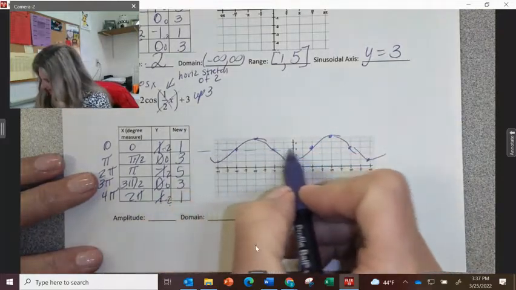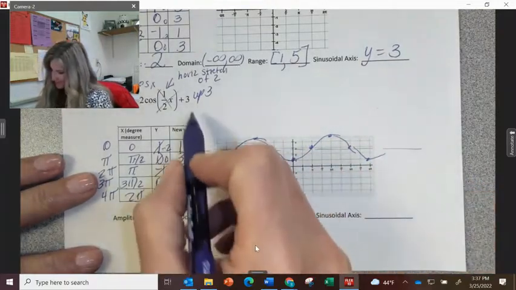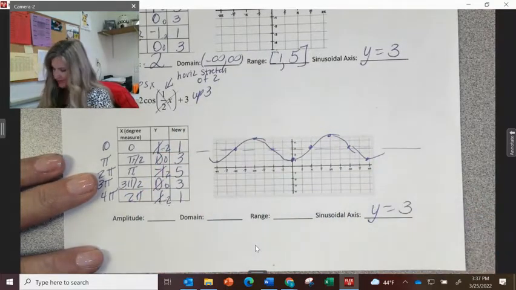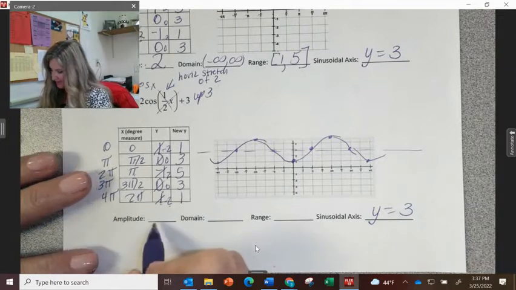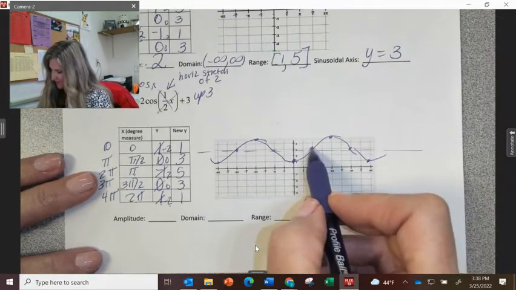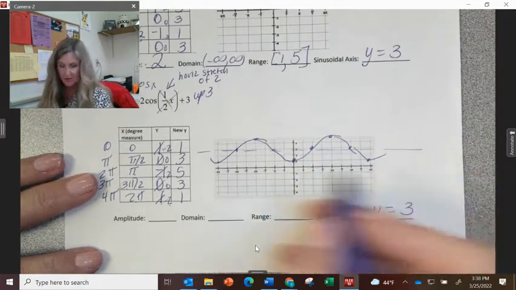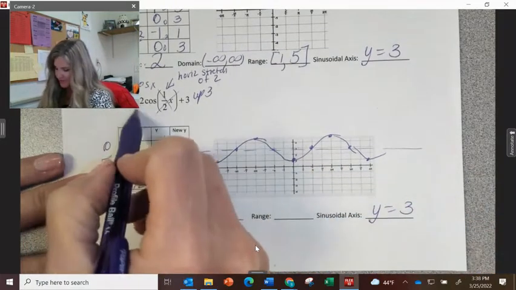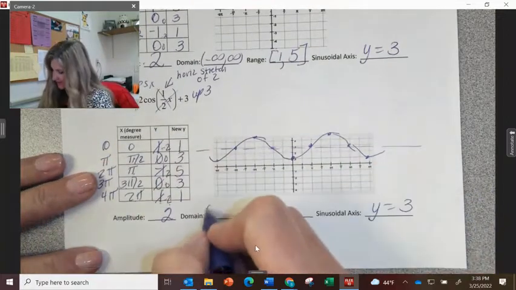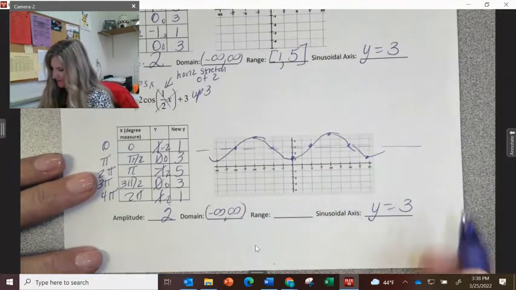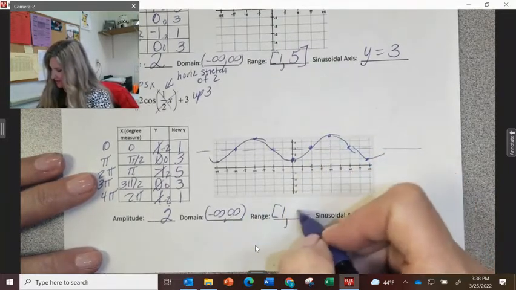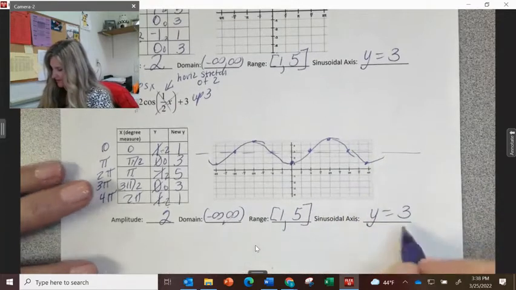All right, let's find that sinusoidal axis. That's all these middle values here, right in the middle. How far did we shift up? Up 3, so it's y equals 3 again. Okay, and our amplitude is how far from here to here or from here to here? How far apart are those two? And it's always just going to be this number as well, the absolute value of that number. The domain is -infinity to infinity. The range, our lowest value is 1, our highest value is 5, and we got that.